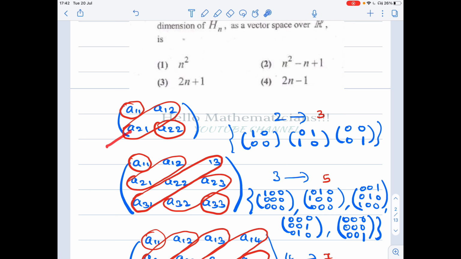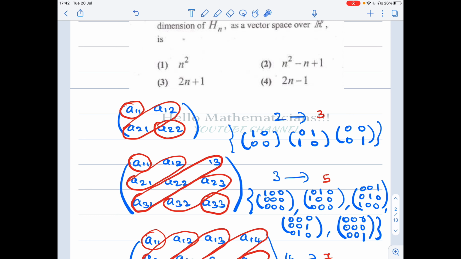Since everything here has sum of the indices 3, from the given condition these two entries have to have the same value. Therefore this entry is dependent on this entry, because whatever value you put here, the same value you put here also. So this is a dependent variable of this variable. So basically when you count the dimension, this is dimension 1, this is dimension 2, this is dimension 3. You don't need to include this. Therefore when n equals 2, you get dimension 3.